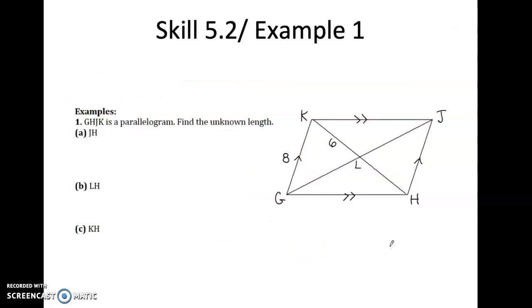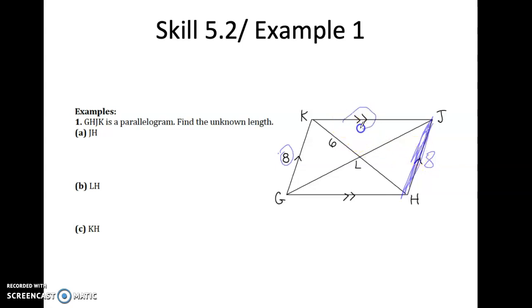All right, so let's look at an example problem. So example 1 here, this is your run-of-the-mill numerical problem, and we have on Delta Math some numerical problems today just to make sure that you can use these theorems appropriately. So we're going to start first with finding JH. So we're going from J to H. We can see that the opposite side is 8, and therefore that side has to be 8.